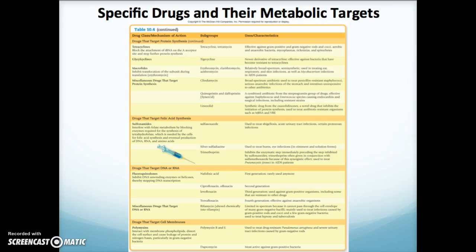And keep in mind that when we talk about the antibiotics or antimicrobials, the antimicrobials can also affect fungi, viruses, protozoa, even worms. So when you're looking at these, we're going to be looking at all of those.